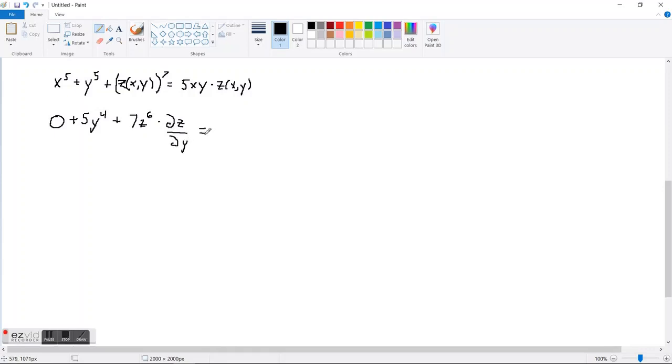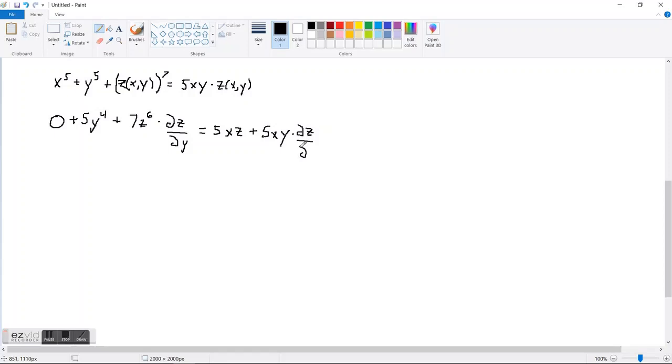On the right-hand side, we need the product rule again, and so we're going to get 5x times z plus 5xy times the partial of z with respect to y.